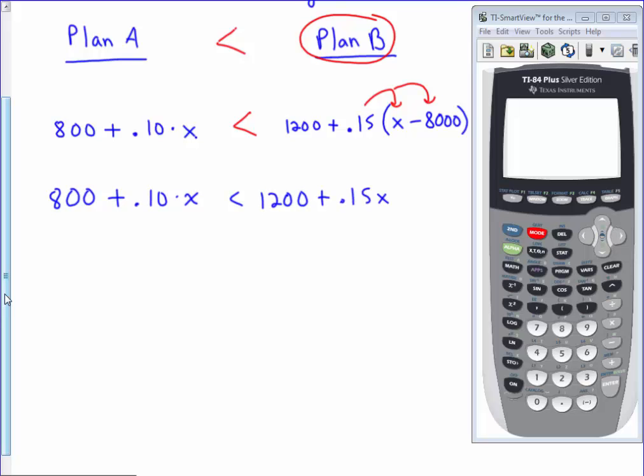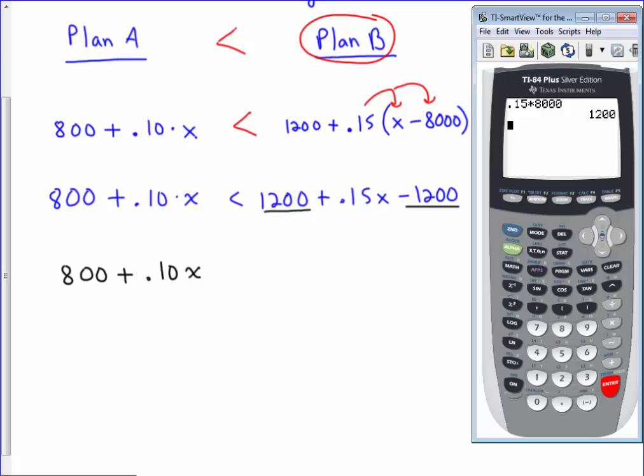0.15 times X would be 0.15X, and then 0.15 times negative 8,000. We can do that on the calculator. It would be a negative 1,200. We then want to combine like terms. On the right-hand side we have a 1,200 and a negative 1,200, which are like terms. Those two would zero out. And so we would have 800 plus 0.10x less than 0.15x.